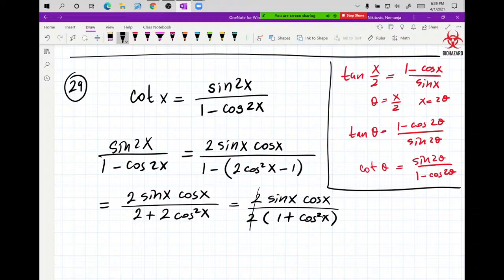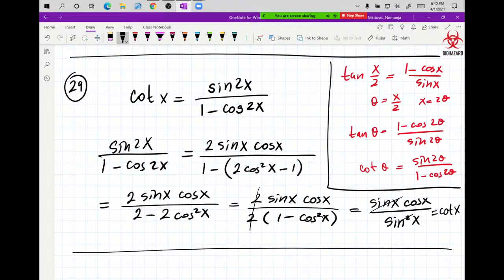So these guys now cancel. And let's see. Oh, that's a minus there. Oops. That's a minus because when you apply the minus 1, it becomes minus 2 cosine squared x. There we go. And now this is just sine x cosine x divided by 1 minus cosine squared x, which is sine squared x. So one of the sine x cancels, and there's your cotangent x. It can be done without these special formulas, as you can see.